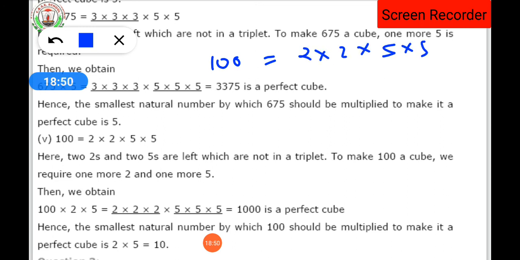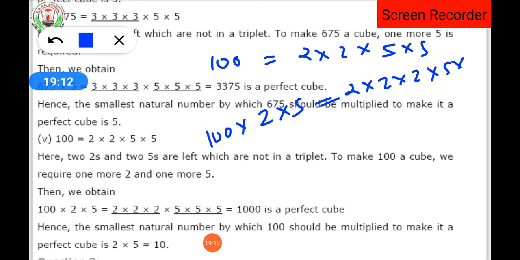Hence it does not have the complete pair of the numbers 2 and 5. Therefore we can say that 100 is not a perfect cube. In order to make it a perfect cube, what do we have to do? The smallest natural numbers 2 and 5 will be multiplied on both sides to make it a perfect cube, like this. Okay, so 2 5s are 10. 10 into 100 is 1000.